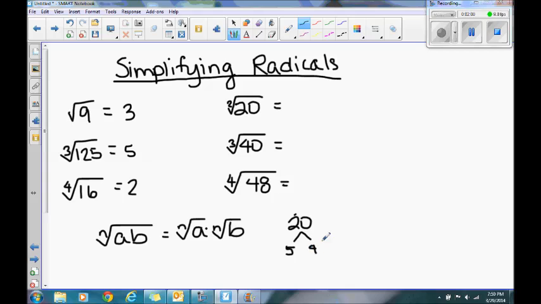I know 20 is the product of 5 and 4. 5 doesn't go any farther, but 4 is 2 times 2. 40, if I break it down, it's the product of 4 and 10. You can start any place that's correct here. You can go 2 and 20, 4 and 10, 8 and 5, whatever pair multiplies to be 40 that you think of first. And then each branch, you break it down until you can't go any farther.